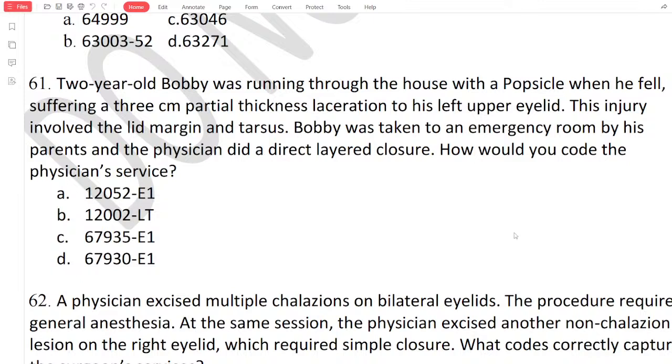12052, 12002. Option A and B is integumentary system related. Okay, 10K series question, and others are 60K.